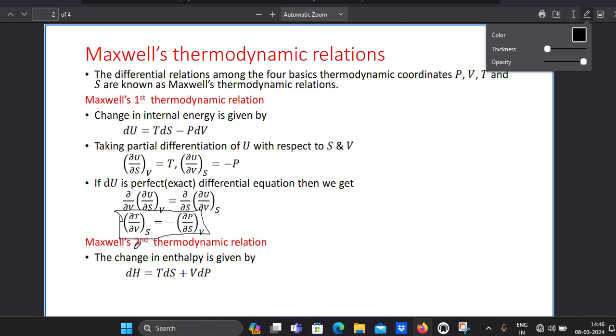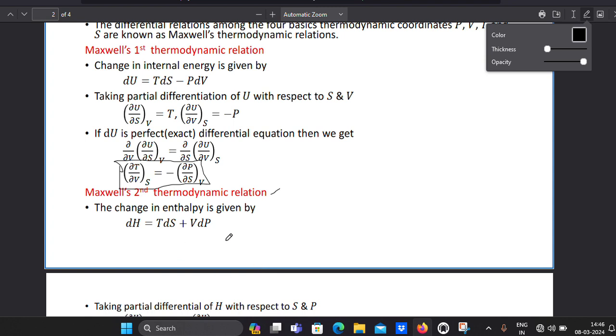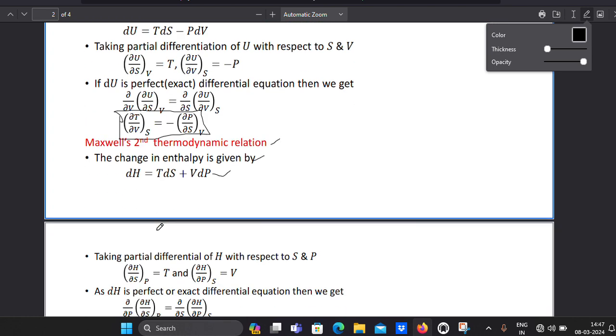Okay, next, Maxwell's second thermodynamic relation. For this I am taking enthalpy, right? In thermodynamic potential, the second potential is enthalpy. So whatever was there, the same will be present here, and by using those I can calculate my thermodynamic relations. The change in enthalpy is given by dH equals TdS plus VdP. So please watch that video, then only you can understand this one. Here I have taken only the formula directly without doing any differential equations.